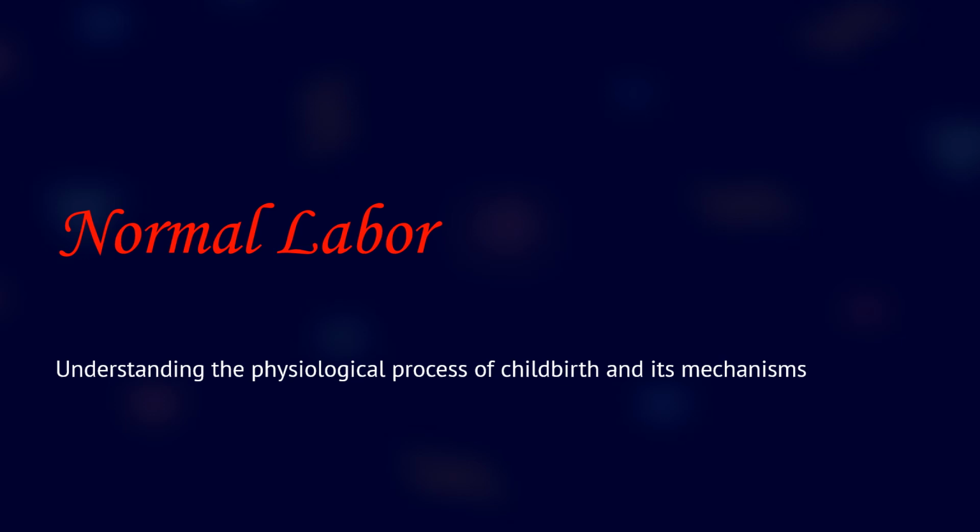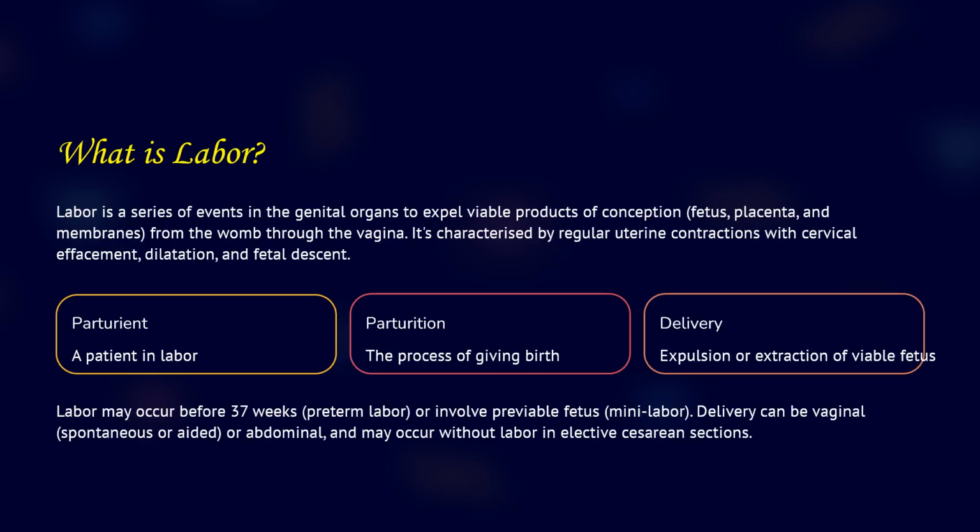So let's quickly start. Okay, so now let's start with what is labor. It is a series of events in the genital organs to expel the viable product of conception. So what are those? Those are the fetus, placenta and membranes, from the womb through the vagina. And this is characterized by regular uterine contractions, cervical effacement and dilatation, and then there is fetal descent.